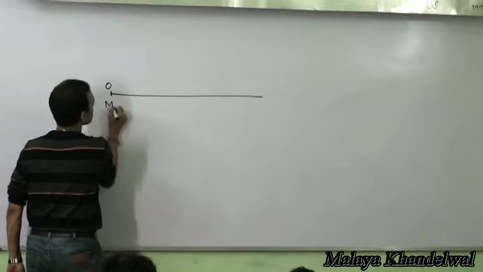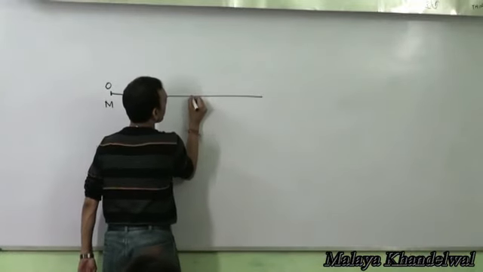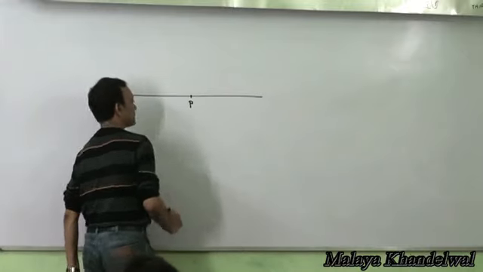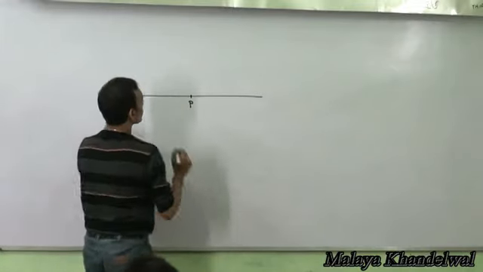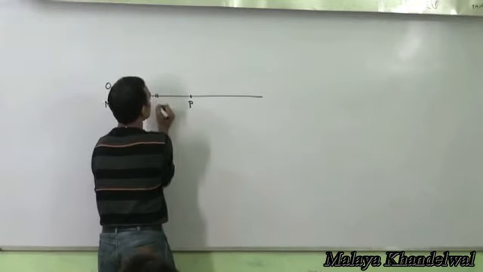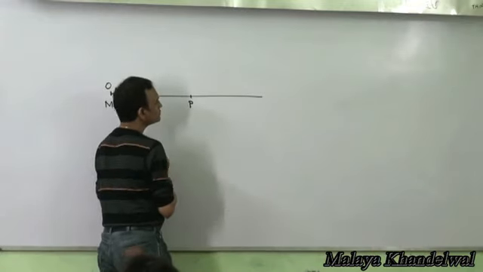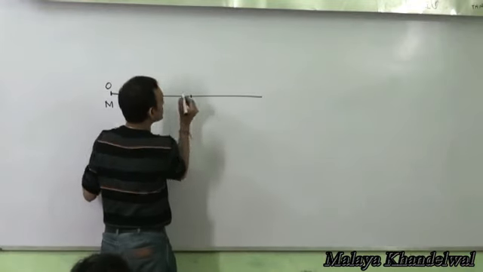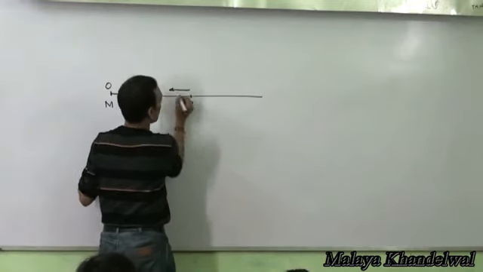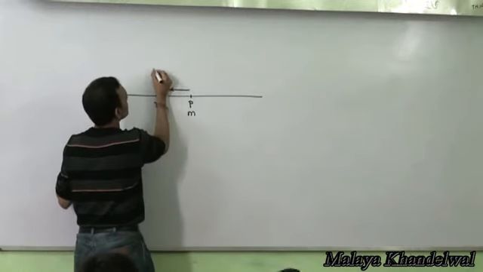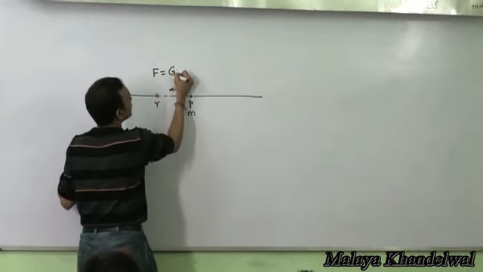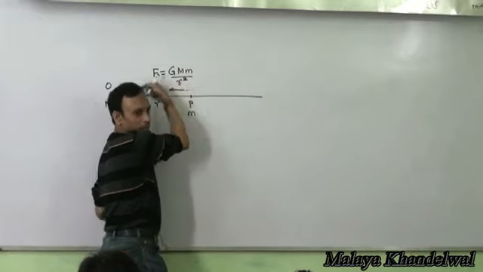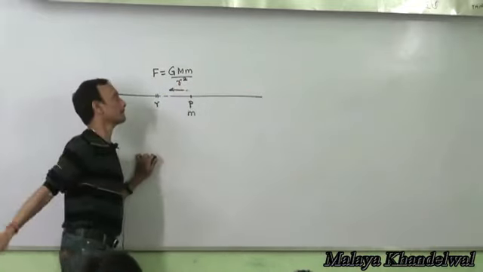This is O, this is M. Point P is at a distance r. Now, the force experienced by a particle of mass small m is F, which is GMm by r squared, leftwards, right?